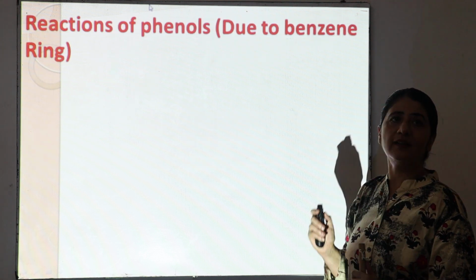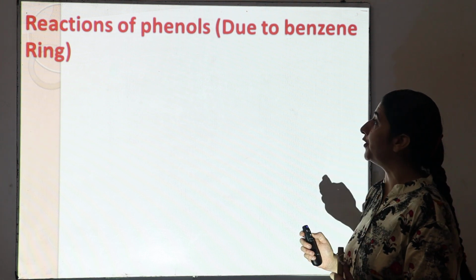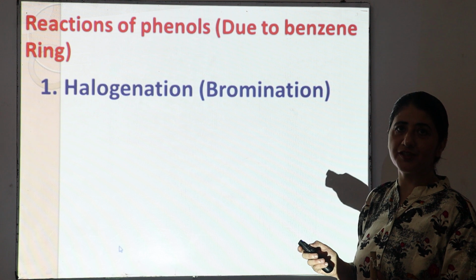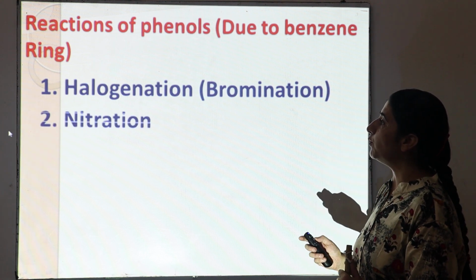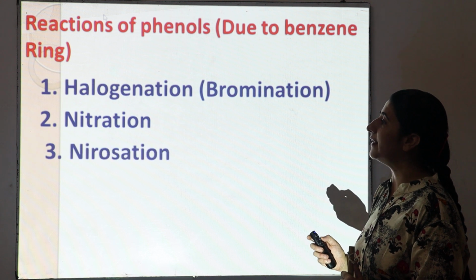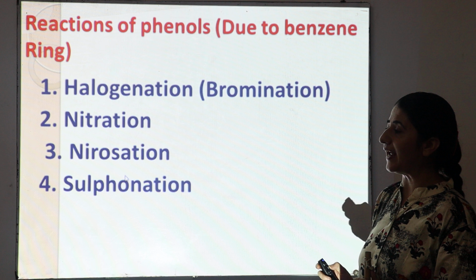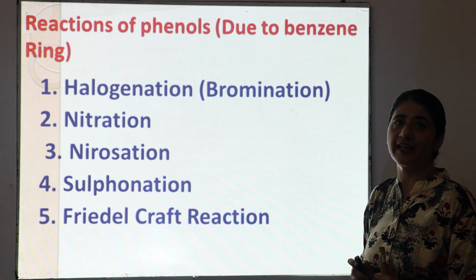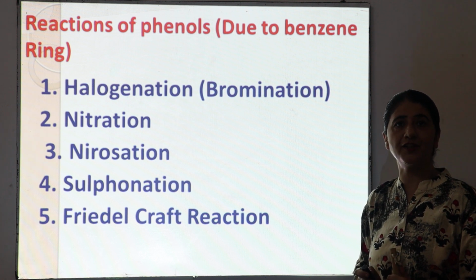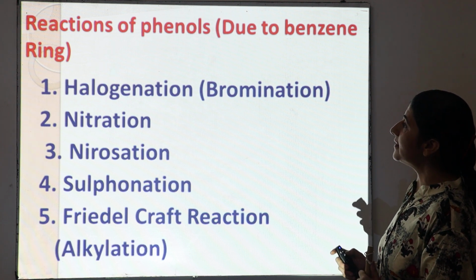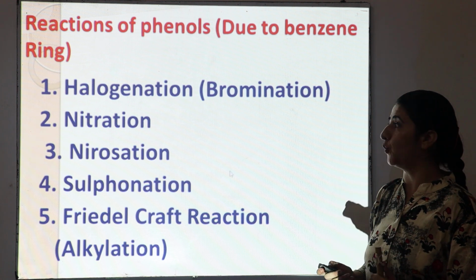Next we will discuss the reactions of phenol due to the benzene ring. So we have different reactions of phenols. Number 1 is halogenation, and basically we will discuss bromination of phenol. Second one is nitration, third one is nitrosation, fourth one is sulfonation, and last one is Friedel-Crafts reaction. In this case we will discuss the Friedel-Crafts alkylation reaction. So first I will discuss halogenation or bromination of phenol.